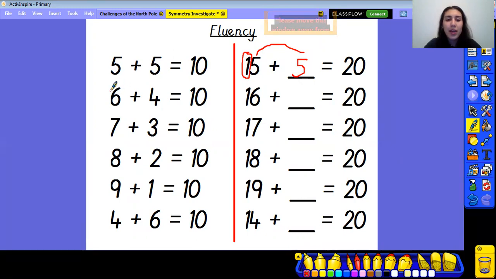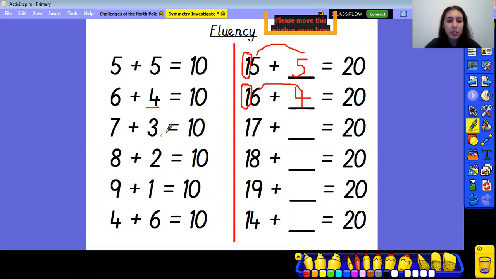So if I know that 6 plus 4 is 10, I know that 16 plus something equals 20. Well, 20 is made up of 2 10s. I've got one of my 10s here, so whichever number goes here must bond with my 6 ones to make that other full 10. So the number that's missing is 4.